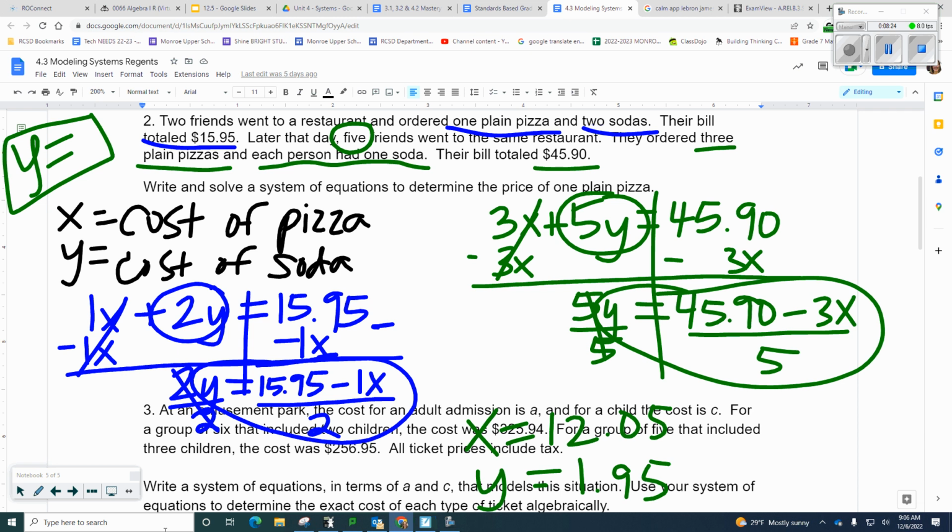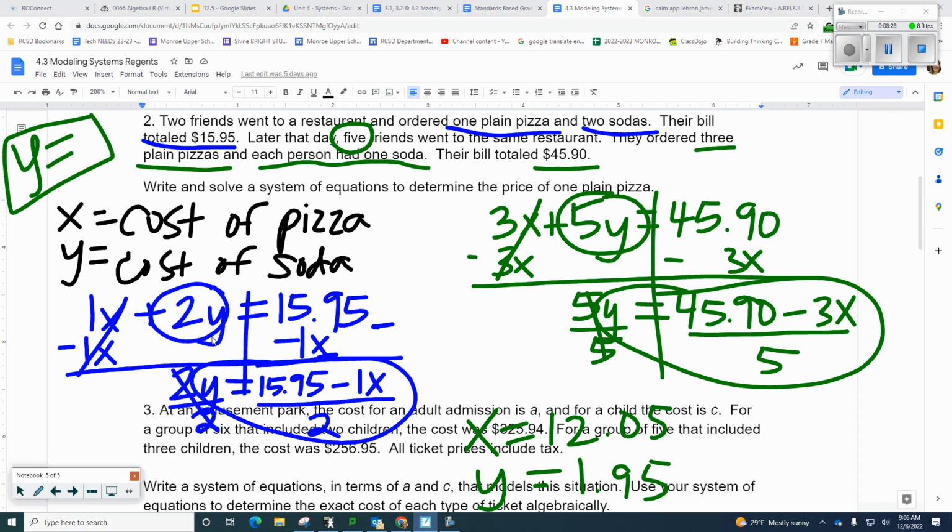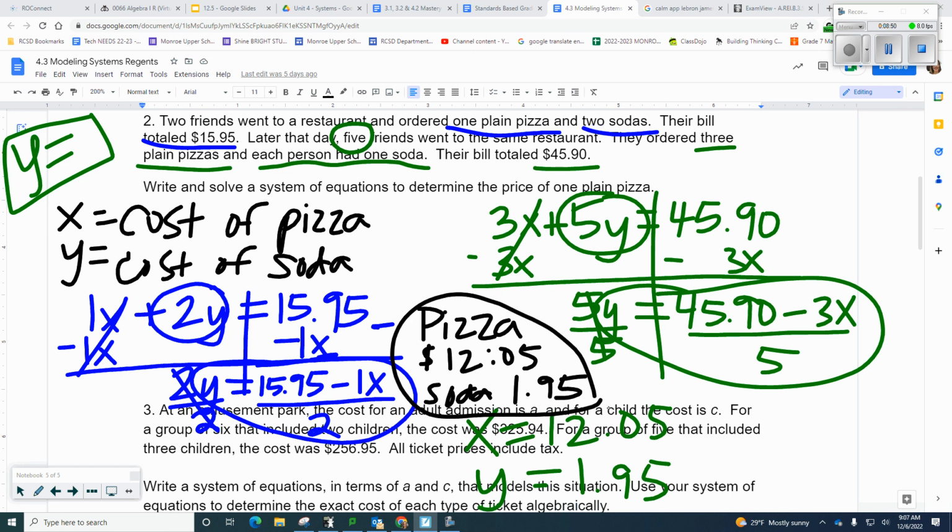For this situation, then, you want to make sure that you say what the answer is. So X was a pizza. So you could say pizza is 12.05, pretend that's just one decimal point. And a soda is 1.95. And those numbers do make sense for the cost of pizza and soda.